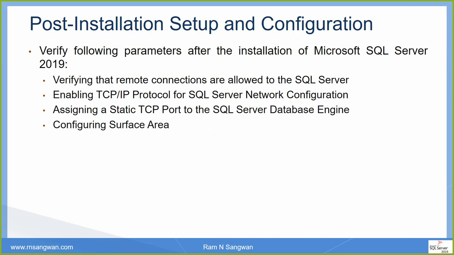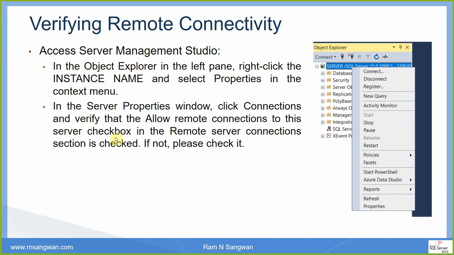Verify the following parameters after the installation of Microsoft SQL Server 2019. Verify that remote connections are allowed. Enable TCP/IP protocol if it is disabled. Assign a specific static port if you want, and configure surface area. Verify the remote connectivity. You can do it through SQL Server Management Studio. In the Object Explorer, right click on the instance name and then properties. In the server properties, click on connections.